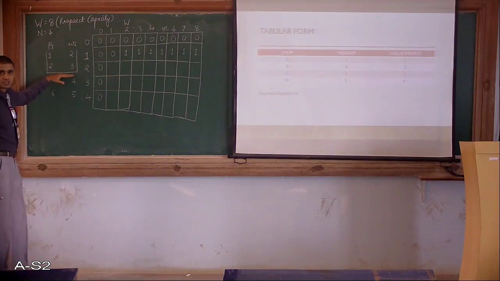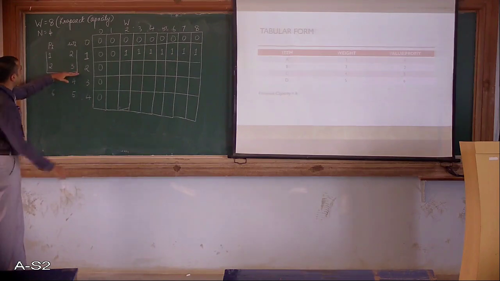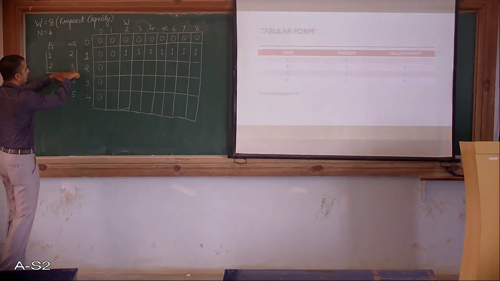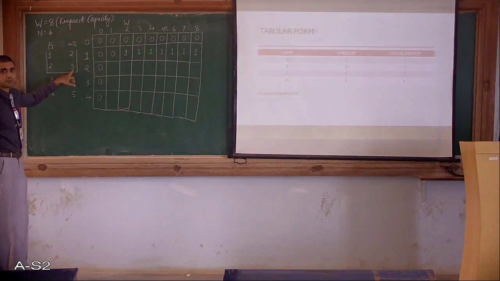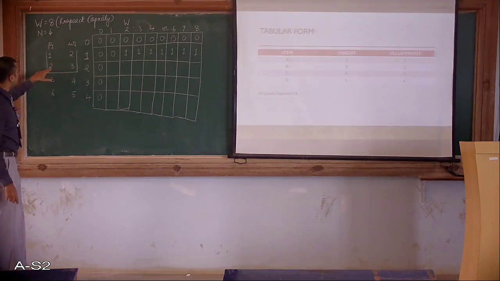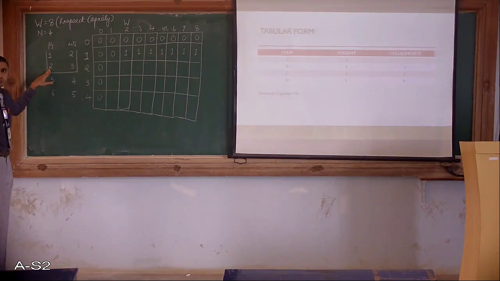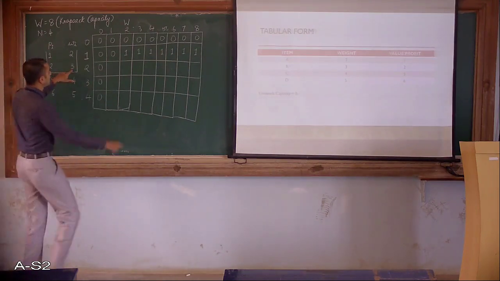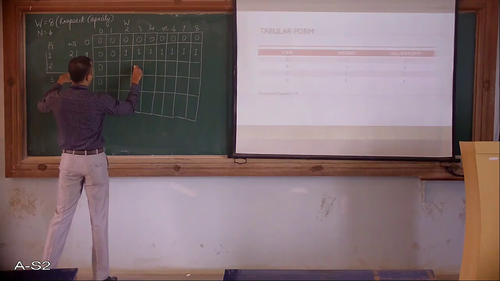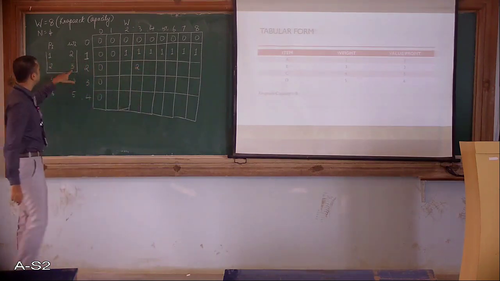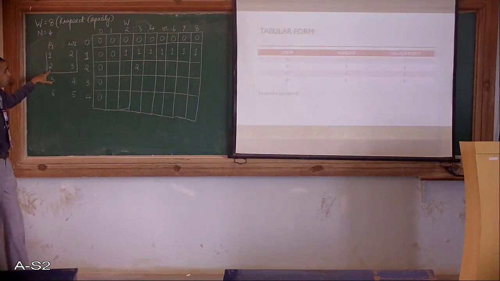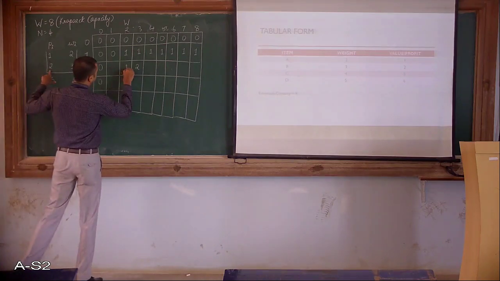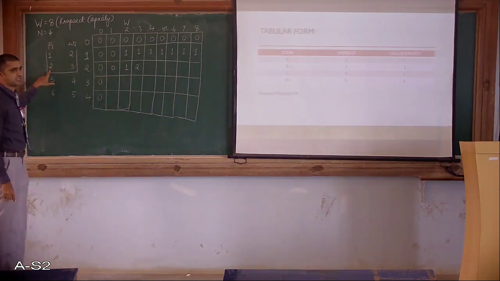Let's first consider the second object. What is the weight of the second object? 3. So when the knapsack capacity becomes 3, I'll be able to add the second object. What is the profit associated with the second object? 2. So at knapsack capacity 3, I'll be adding 2, the profit of that second object. Just retain the previous values as they are.